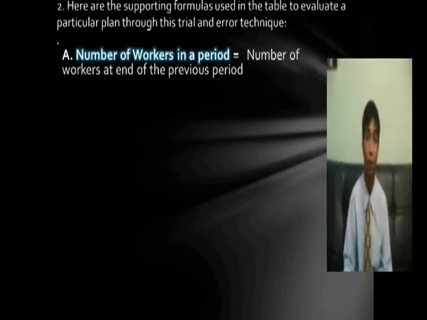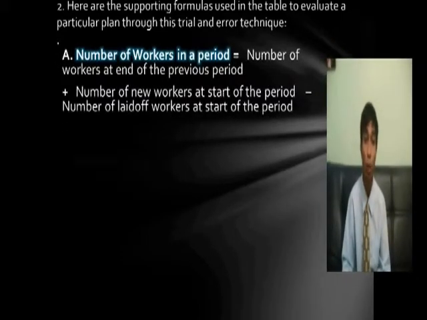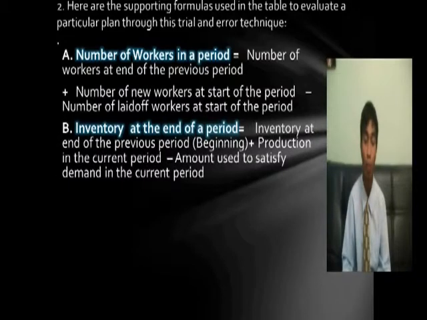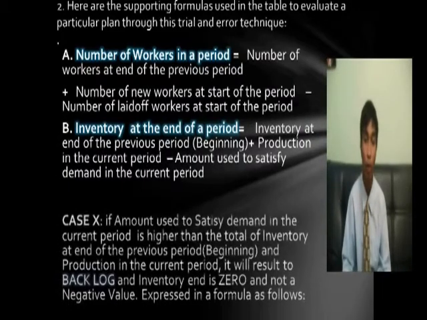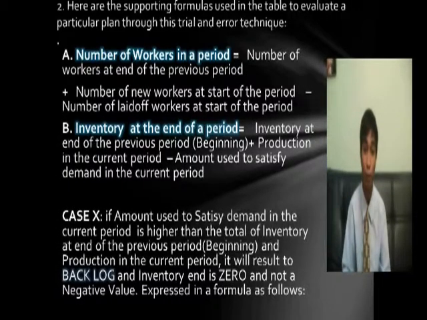The second process. In order to use this table, we must compute the following variables. First, the number of workers in a period. Second, the inventory at the end of a period.